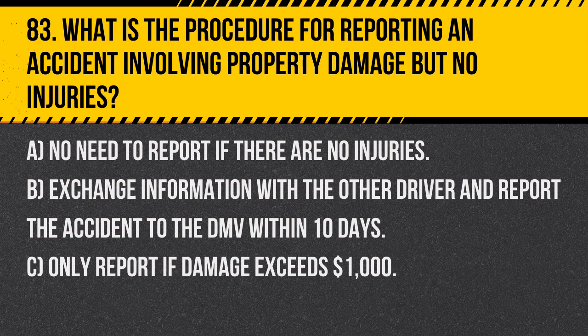Question 83. What is the procedure for reporting an accident involving property damage but no injuries? A. No need to report if there are no injuries. B. Exchange information with the other driver and report the accident to the DMV within 10 days. C. Only report if damage exceeds $1,000.